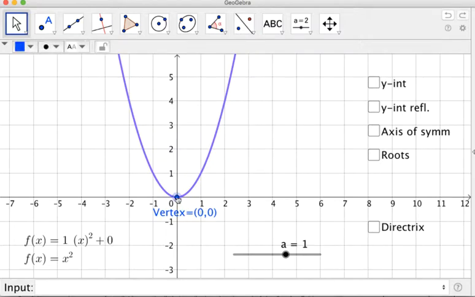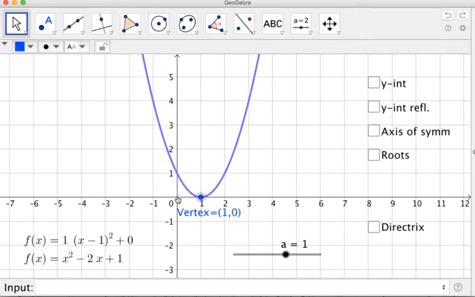So if we drag the vertex, let's say we drag it 1 unit to the right, you can see that our vertex form now has the equation 1 times x minus 1 squared plus 0. So what that means is that we took our original parabola, f of x equals x squared, we dragged it 1 unit to the right, and we pushed it up 0 units. And so its vertex is now at the point x is equal to 1, y is equal to 0. So here's our vertex at 1, 0.